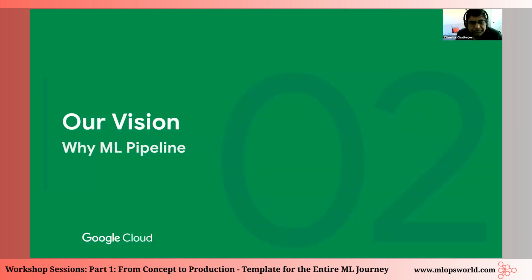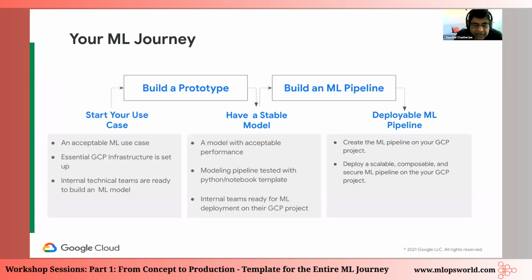So what is our vision? Like I said, we are going to have 2 parts and 2 steps in how to go from a concept to production. First, we start from a use case and we build a stable model. That's today. This is where we build a prototype, use an acceptable ML use case, essential GCP infrastructure setup, and internal technical teams are ready to build the model, which is you folks. Once the model is obtained, at the end of today's presentations and all the hands-on work, you'll have a model with an acceptable performance on the data.